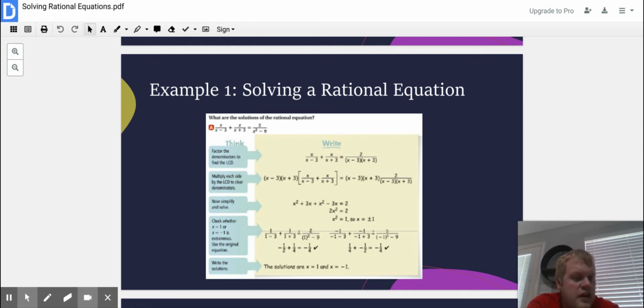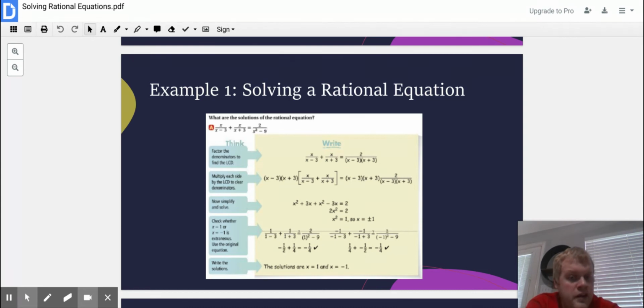So since that's my LCD, I'm going to multiply every single thing in here by x minus 3, x plus 3. The whole reason I'm doing this is because I want to get rid of those fractions. So again, in that first equation, I'm going to end up canceling out that x minus 3, and then I would multiply that x times x plus 3. And the second one there, I would cross out the x plus 3 and multiply that x times x minus 3. And after the equal sign there, that denominator should end up canceling out because both those terms are the same. So what we should get here is, when I multiply this out, x squared plus 3x, x squared minus 3x, and then I'll have that equal to 2.